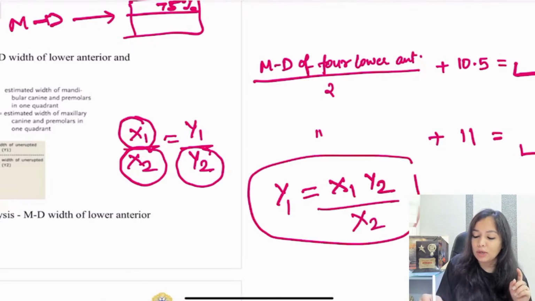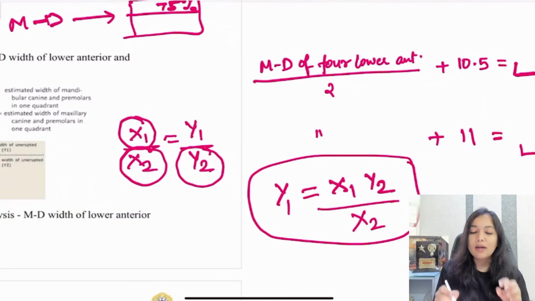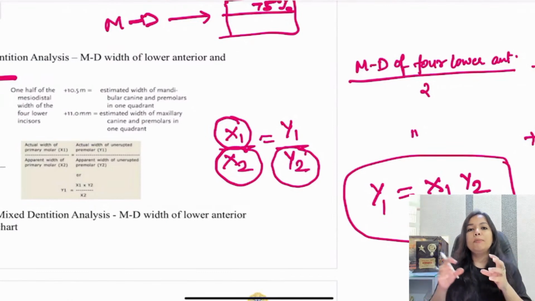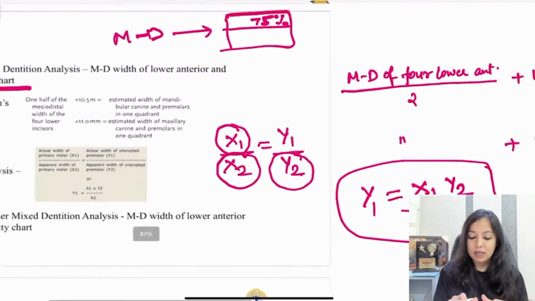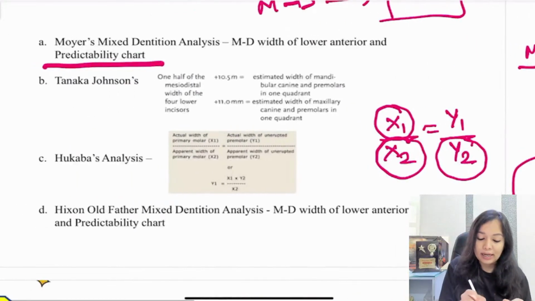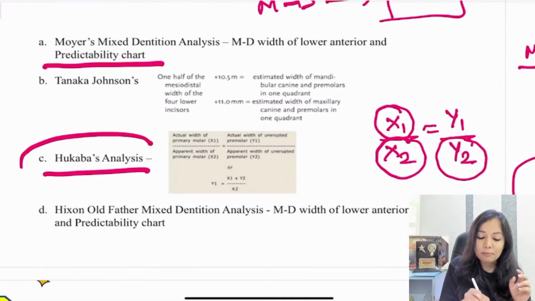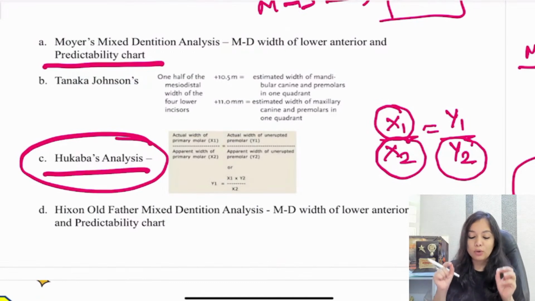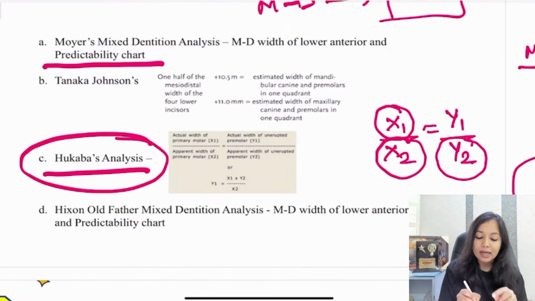So with this formula, you can easily find out the value of that one particular tooth, or the actual value of the premolar that is going to be erupted. In this particular analysis, you did not measure the anterior 4 incisors. Whereas in the last option, Hickson's old father mixed dentition analysis, the mesiodistal width of the lower anteriors is measured, and again this one has given a predictability chart.